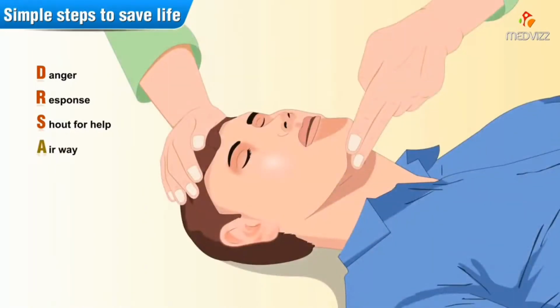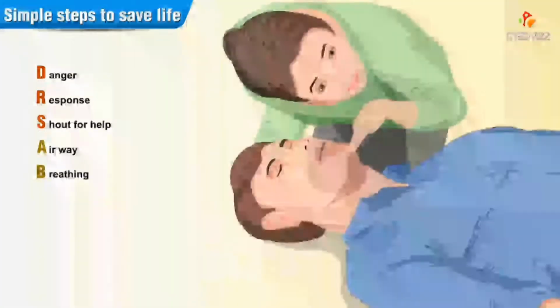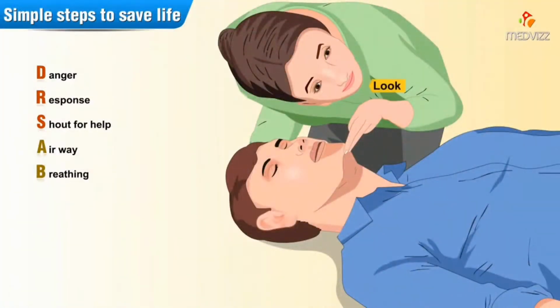A is for airway. Gently tilt the head back like this to open up the airway. B is for breathing. Look, listen, and feel for signs of normal breathing. Look for normal chest movements. Listen for normal breathing sounds, and try to feel their breath against your face. Do this for no more than 10 seconds.